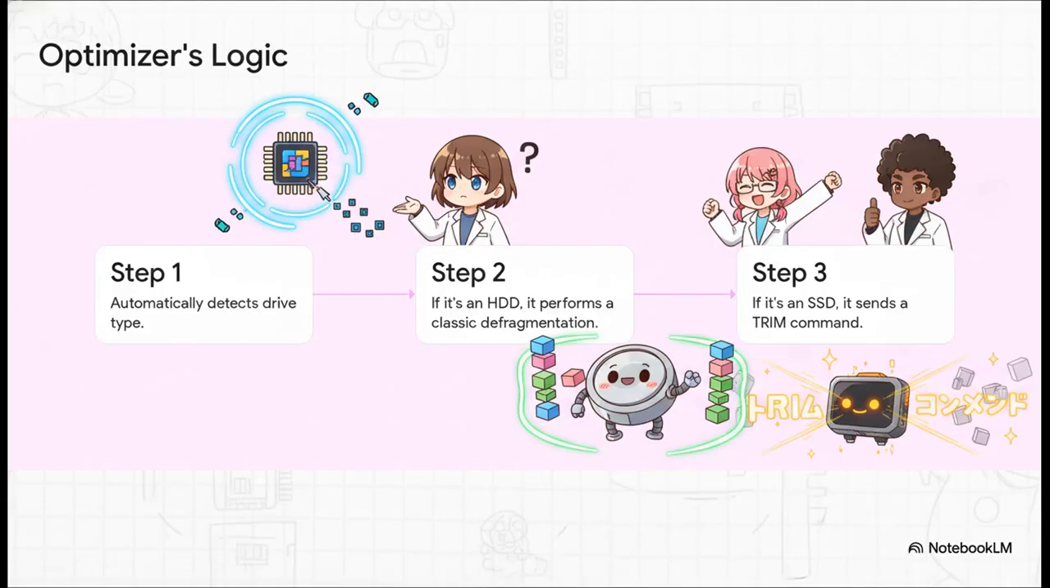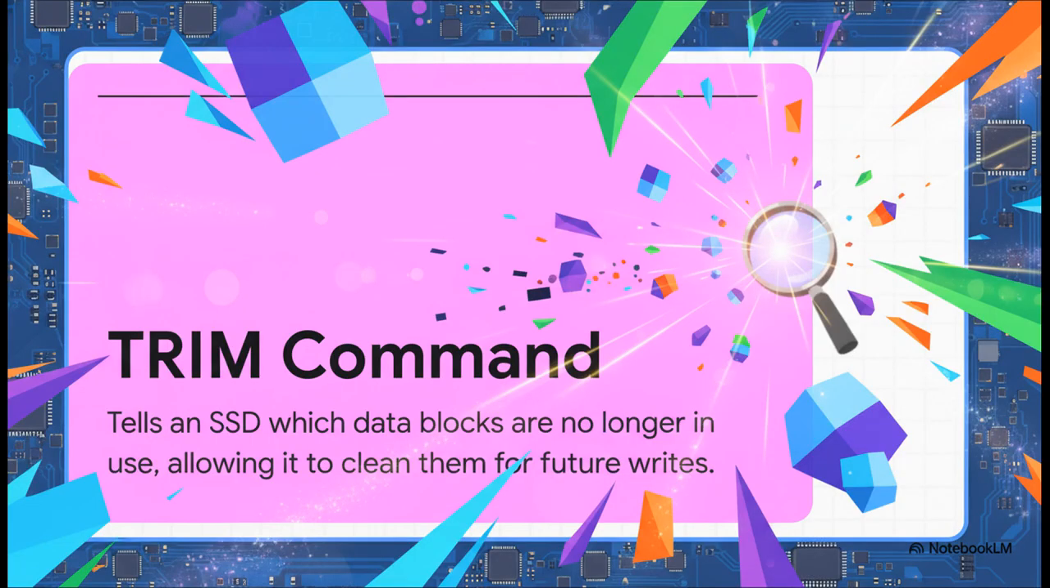So here's how it thinks now. First, it automatically figures out what kind of drive it's looking at. If it sees an old school HDD, it says, okay, you need a good old-fashioned defrag, and it does that. But if it sees a modern SSD, it does something totally different. It sends something called a trim command. So what on earth is trim?